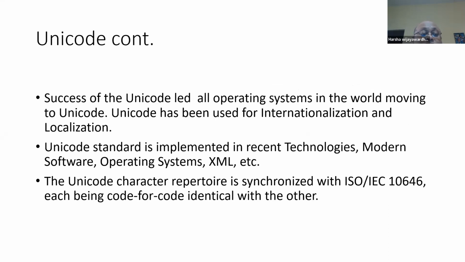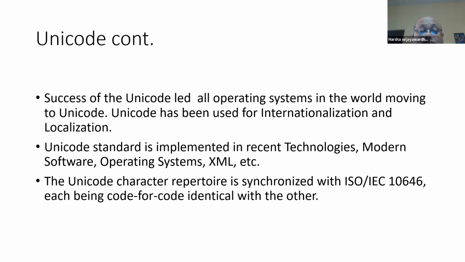Then the success. At that time, if you knew about those days, a lot of people didn't think that Unicode would succeed, but it did. So all the operating systems in the world moved to Unicode. Unicode is now used for the internet, and has been used for internationalization and localization since then. ASCII also moved in, and it became a subset of Unicode.